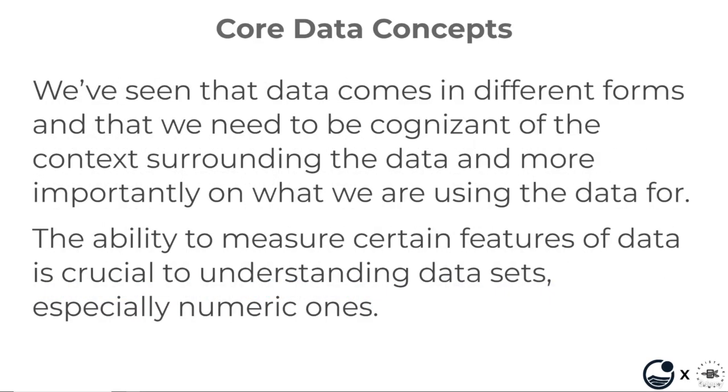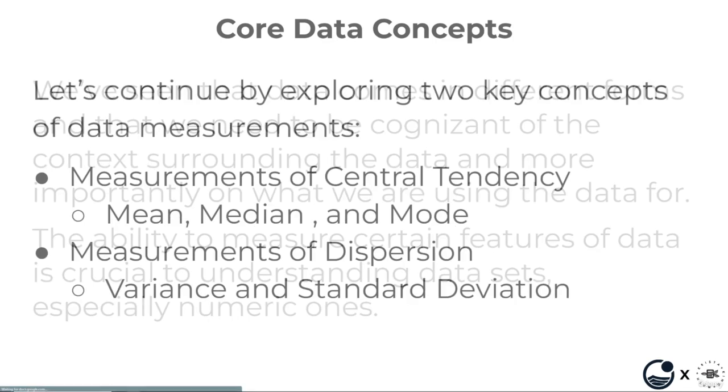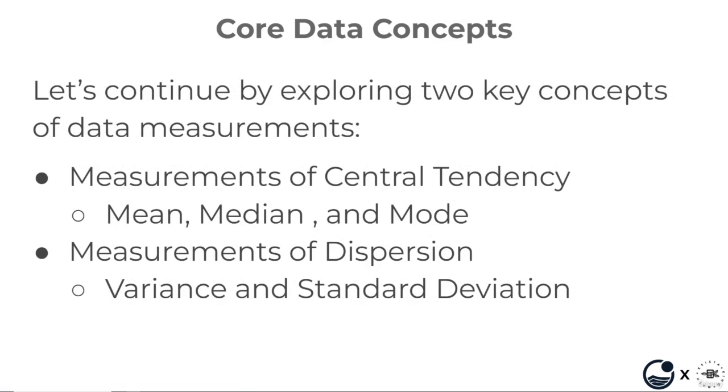So we've seen that data comes in different forms and that we need to be cognizant of the context surrounding the data and, more importantly, what we are using the data for. The ability to measure certain features of data is crucial to understanding data sets, especially numeric ones. I hope the vocabulary we taught you right now is going to be useful in describing your data sets later on. So let's continue by exploring two key concepts of data measurements: measurements of central tendency, like mean, median, and mode, and measurements of dispersion, variance and standard deviation.